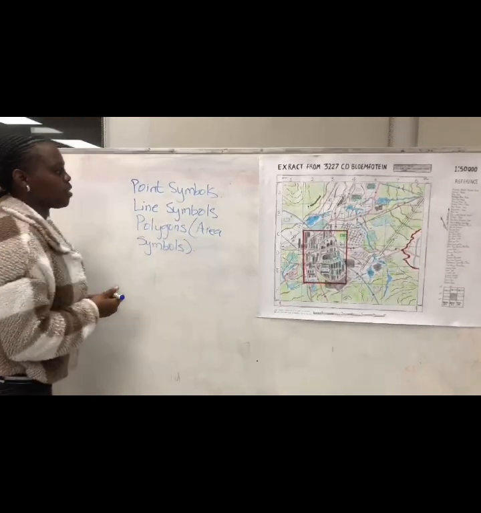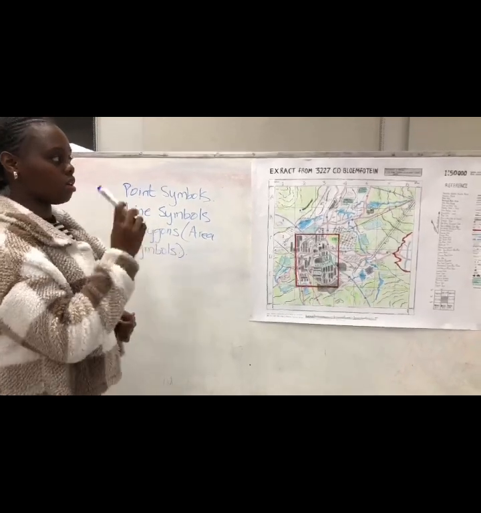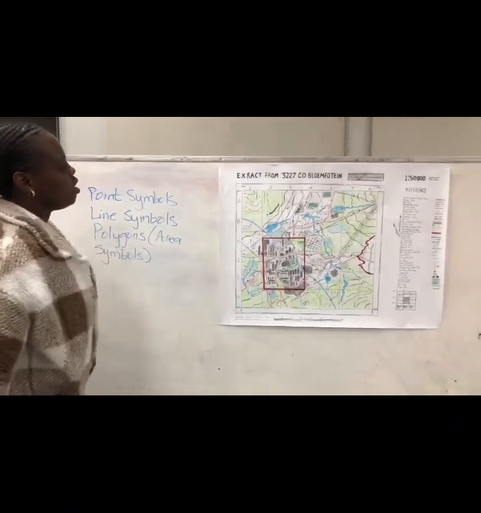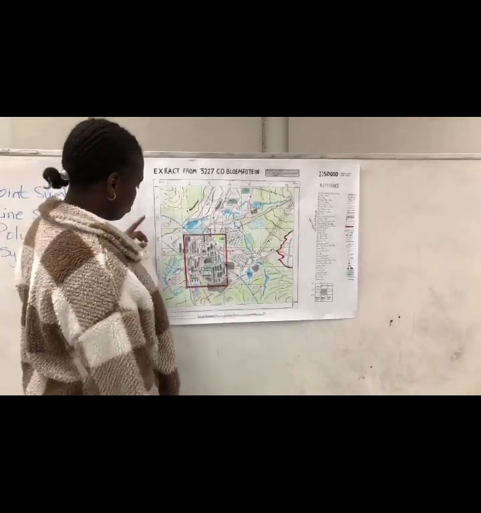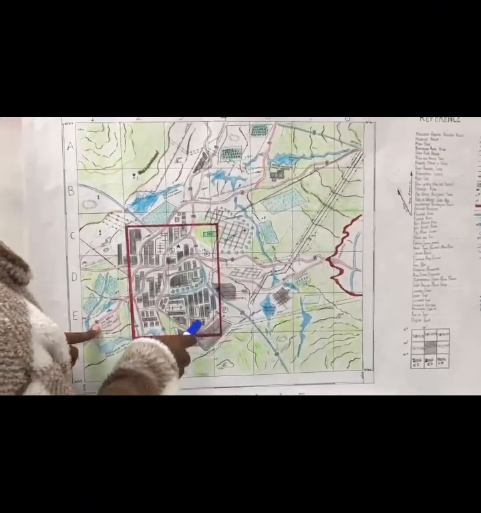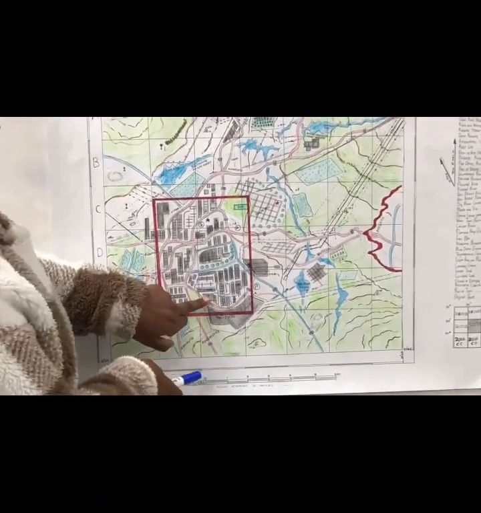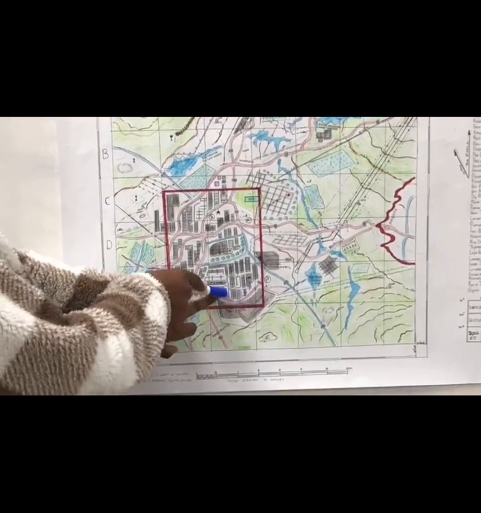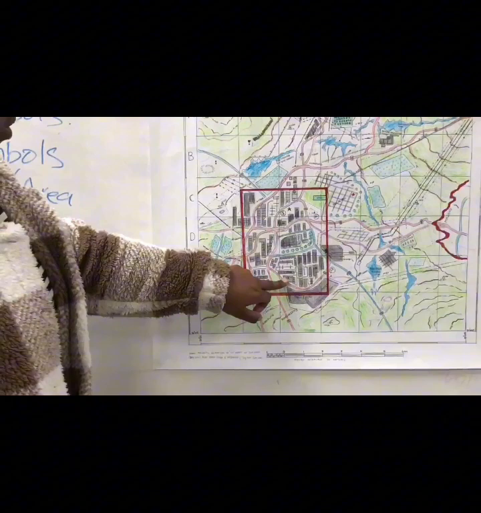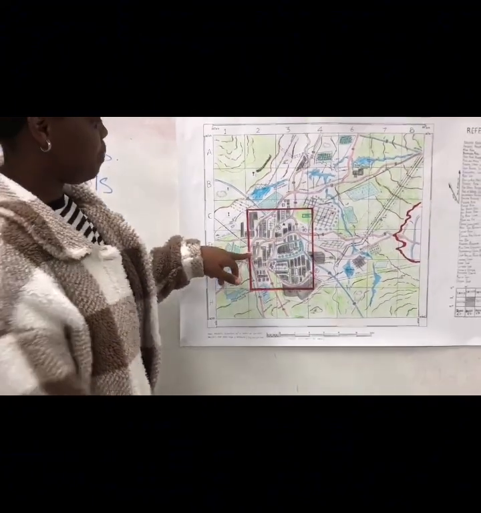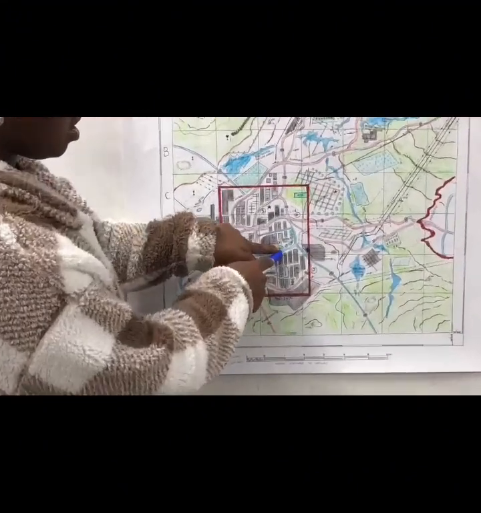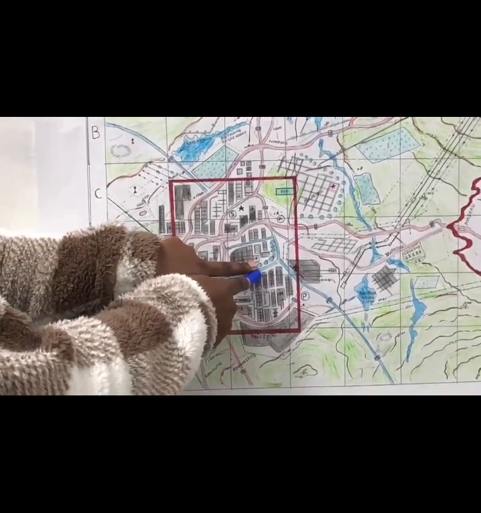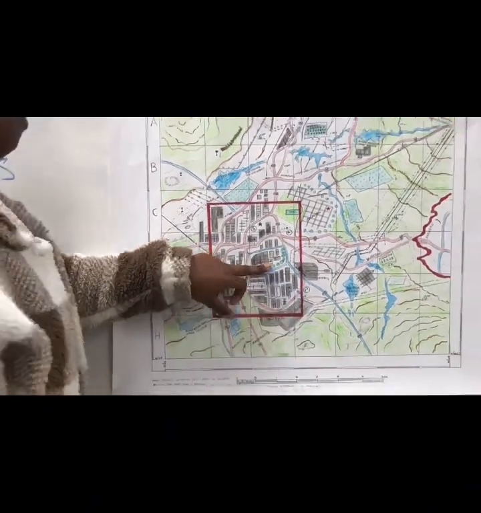So let's see how we find the symbols on the map. Let's go look for point symbols. Let's go to block E3. On block E3 you find a school, which is a point symbol. Let's move on to another block, which is D3. As you can see on block D3, there is a hospital. This is also an example of a point symbol.